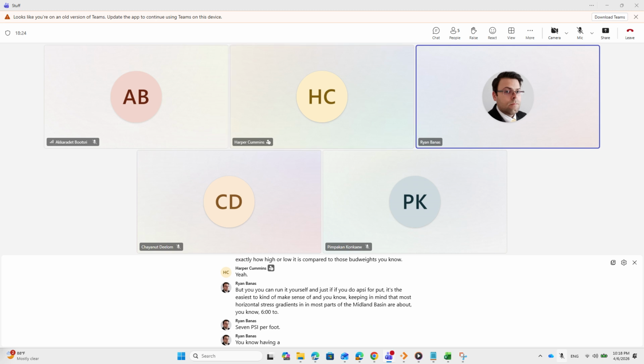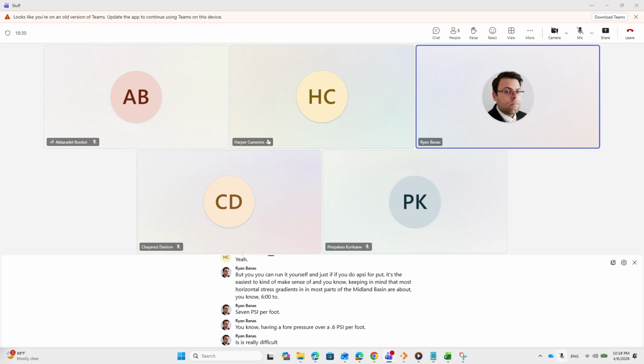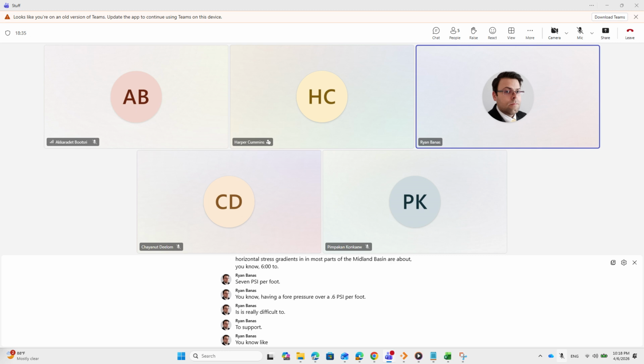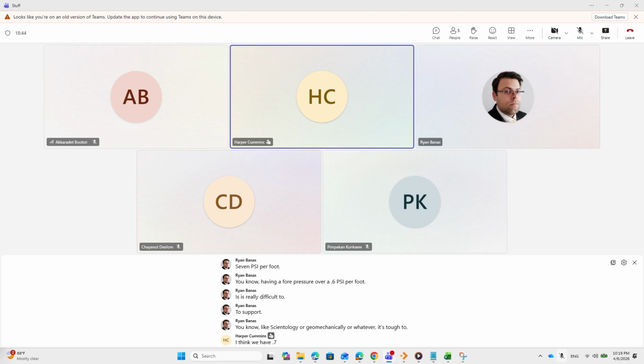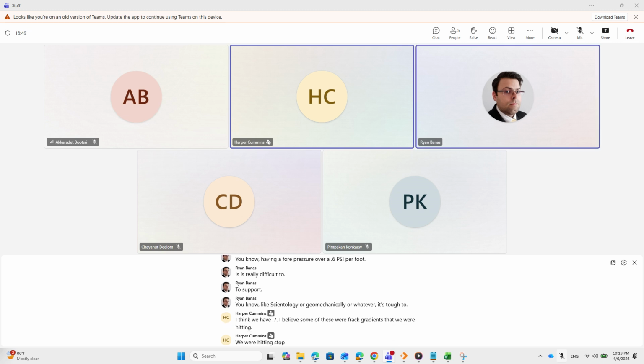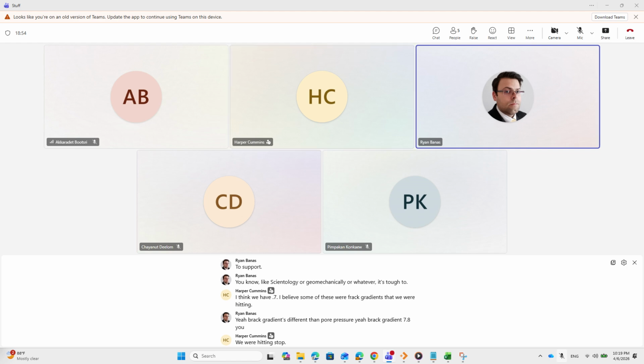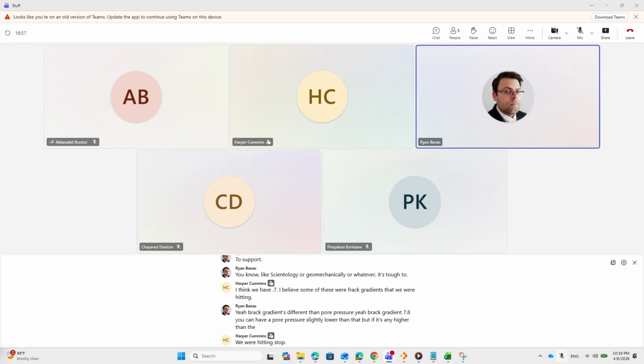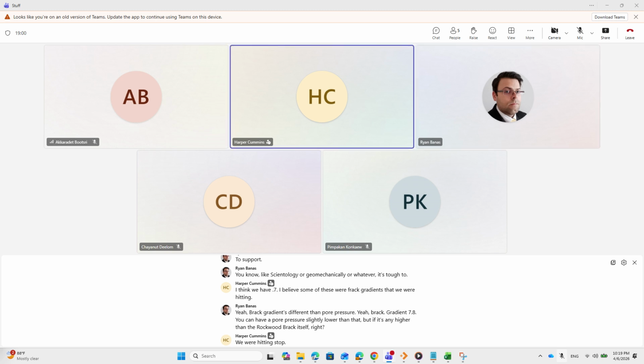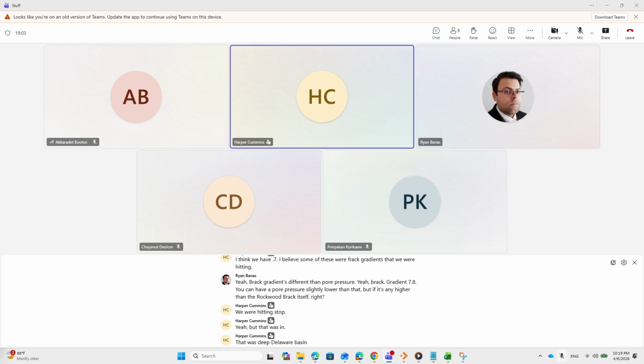Having a pore pressure over 0.6 PSI per foot is really difficult to support, geomechanically or whatever. I think we had 0.7. Some of these were frac gradients, though. Frac gradient is different than pore pressure. Yeah, frac gradient 0.7, 0.8. You could have a pore pressure slightly lower than that, but if it's any higher than the rock's frac gradient itself, right? Yeah. But that was deep Delaware Basin.